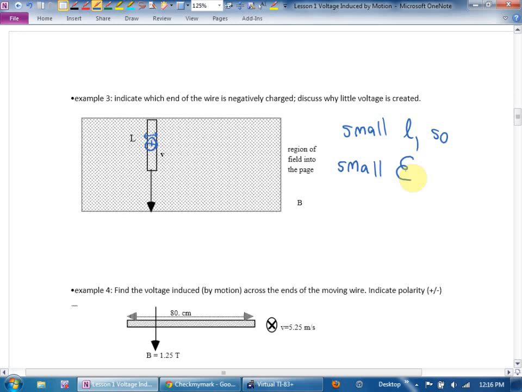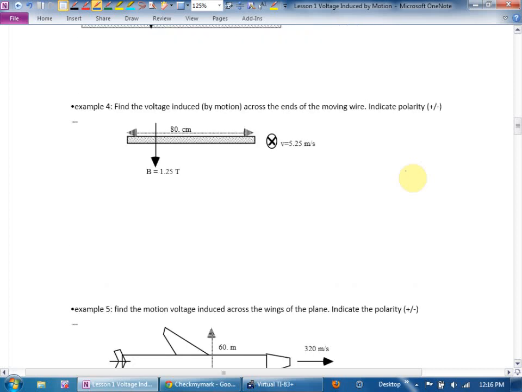So example four. Find the induced voltage, created from motion, across the ends of the moving wire. Okay. Is BLV. Let's see, let's look at this diagram. Is everything perpendicular? Look at the magnetic field, look at the bar, and look at the velocity. Are they all 90 degrees to each other? Yep. So we will get a voltage.